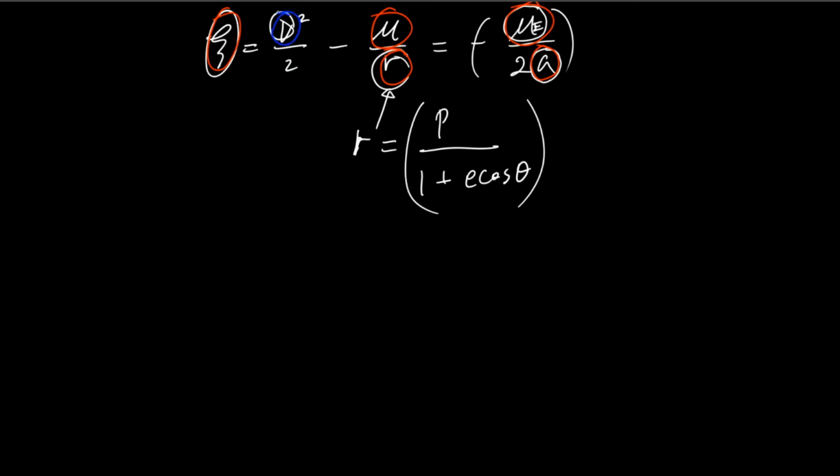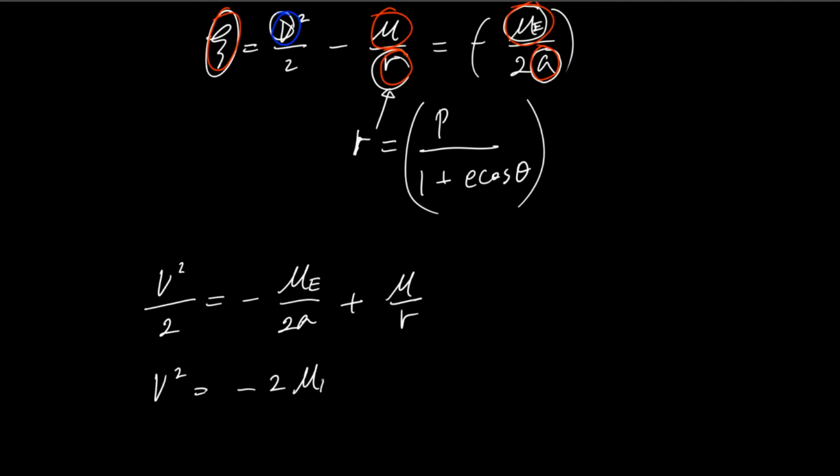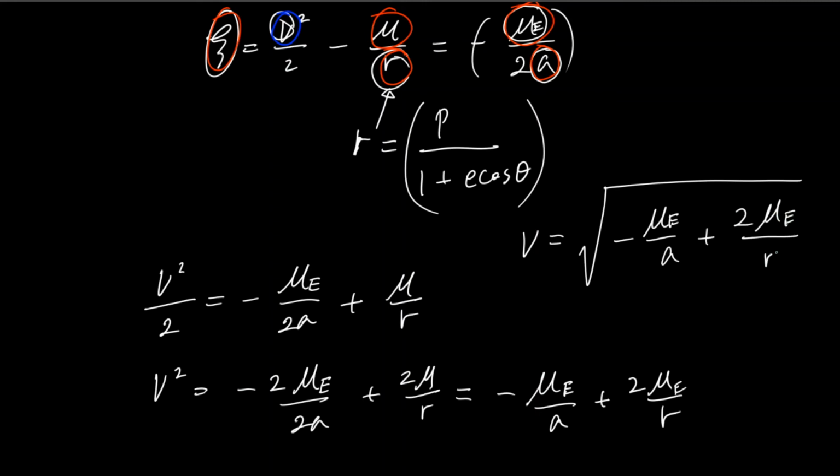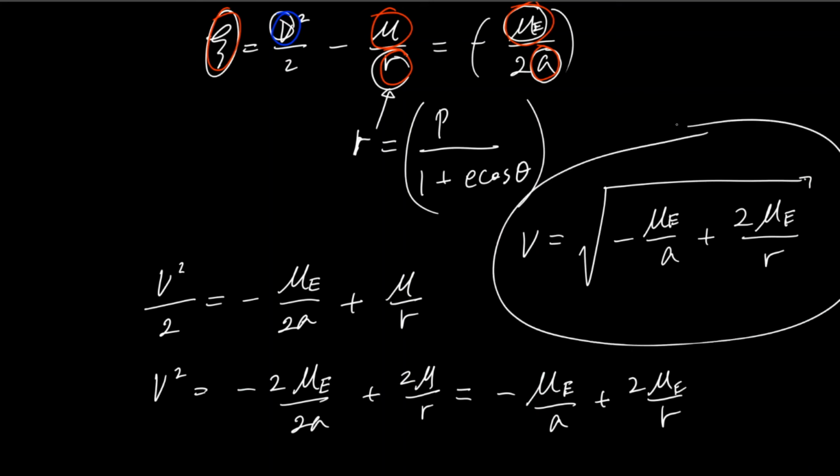So we all can do that, right? But for those who can't, I will do it with you. So it's v squared over 2 equals negative mu Earth over 2a plus mu over r. Now we multiply 2 on both sides, and we can cancel it, and we can square root both sides. Like this, and our velocity is that. Boom. So we can find velocity at any radius, any distance from the center of the Earth to the spacecraft.